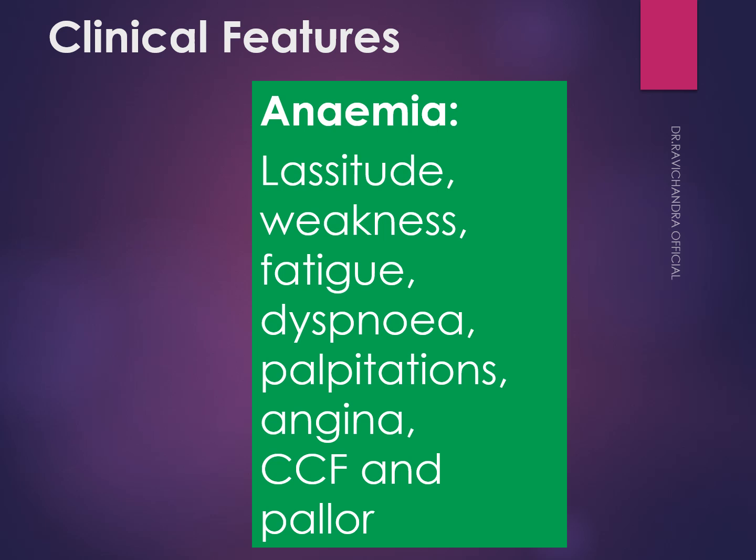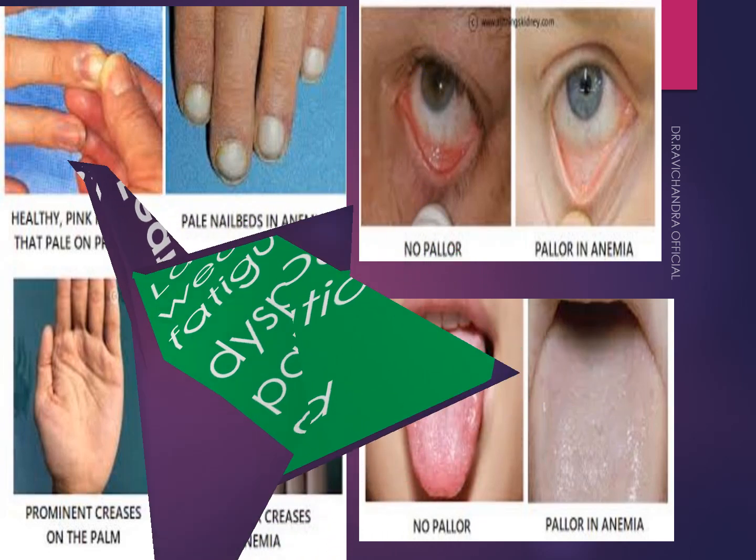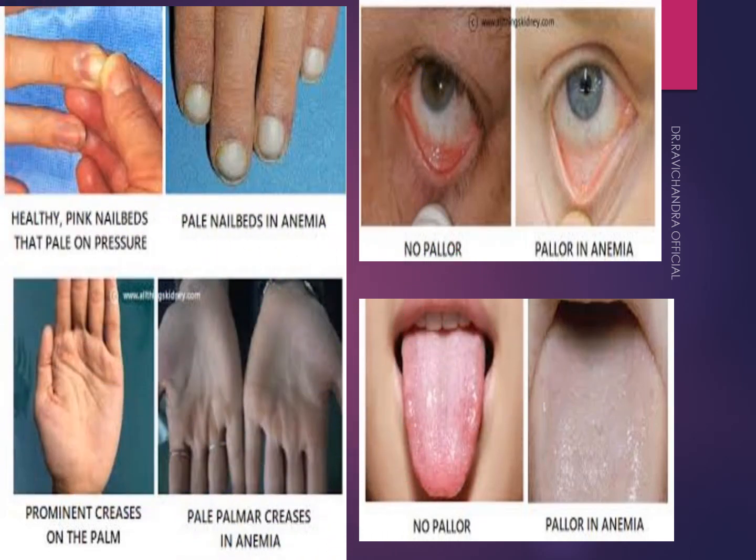Symptoms of anemia: lassitude, weakness, fatigue, dyspnea, palpitations, angina, cardiac failure, and pallor. Pallor is the manifestation or characteristic feature of anemia. So, this is a picture showing how to assess whether the person is having anemia or not, whether pallor is there or not.